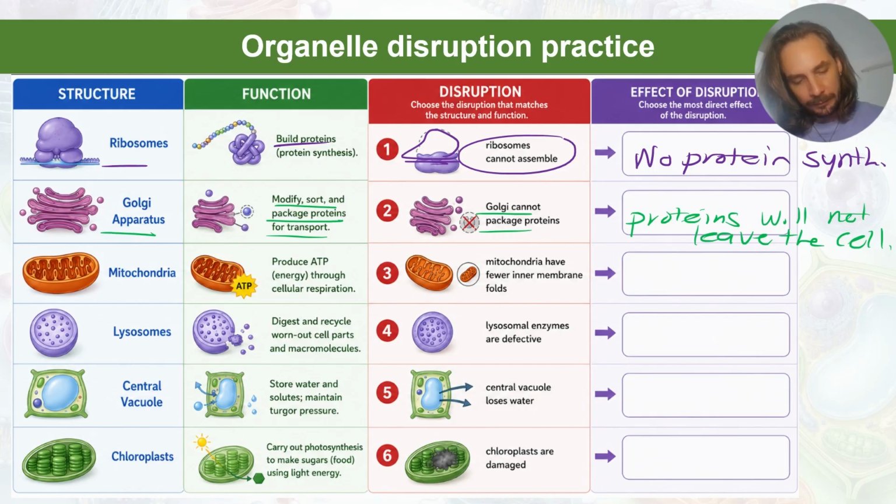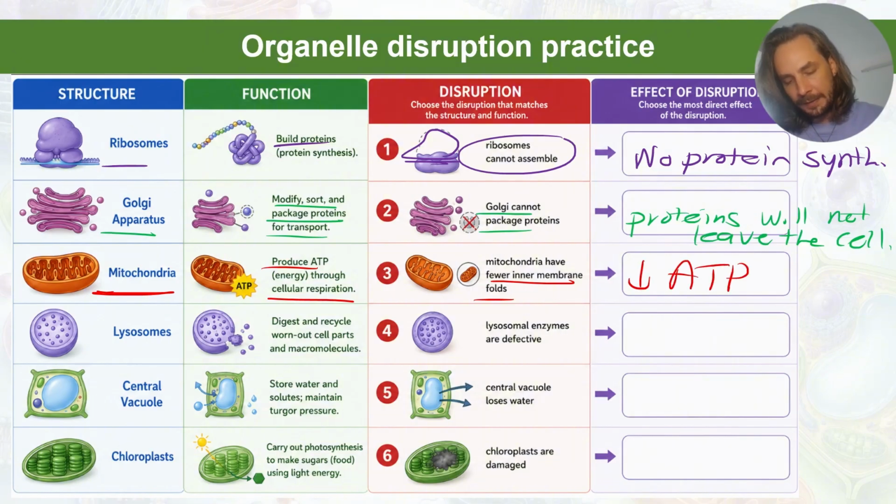Next one, the mitochondria. It produces ATP through cellular respiration. Okay, and if there are fewer membrane folds, then it will have a decrease in ATP production.